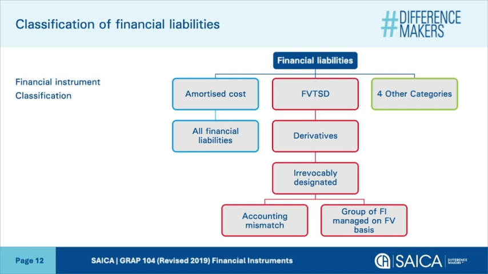An entity may irrevocably designate a financial liability as measured at fair value through surplus or deficit if doing so results in more relevant information because either it eliminates or significantly reduces a measurement or recognition inconsistency, for example, accounting mismatch, or a group of financial liabilities or financial assets and financial liabilities are managed and their performance is evaluated on a fair value basis based on a documented risk management or investment strategy.